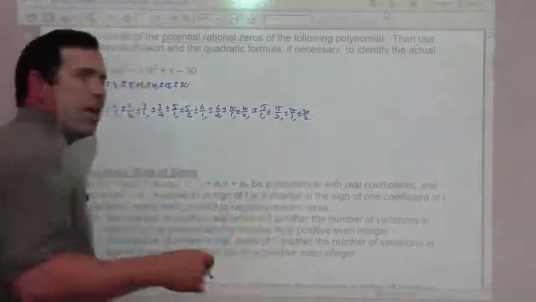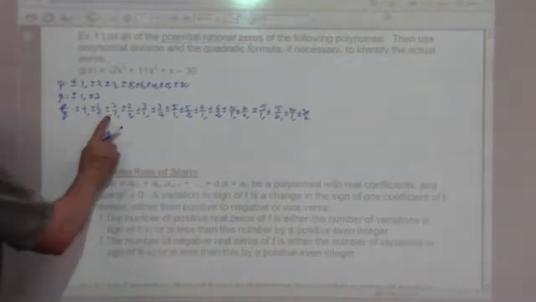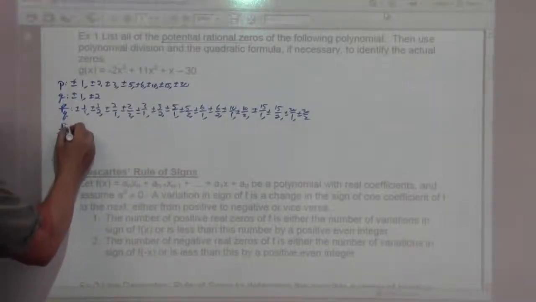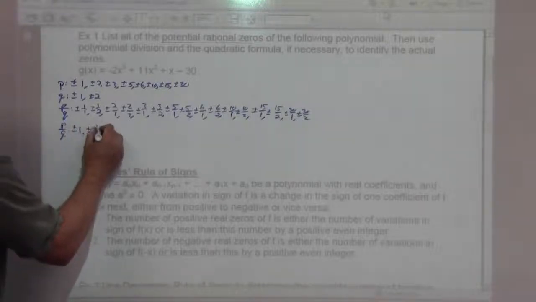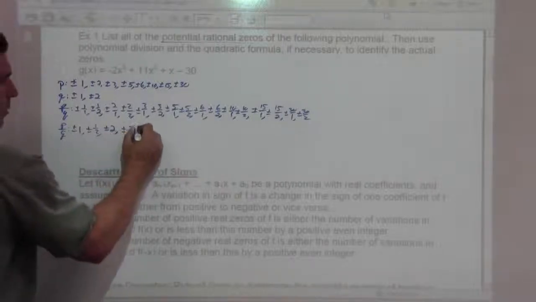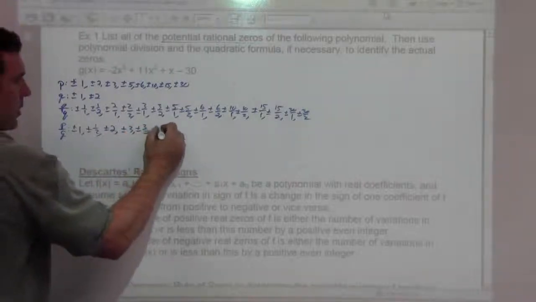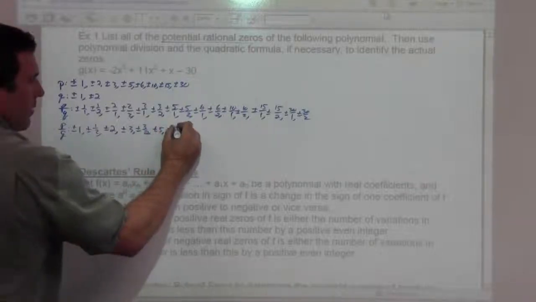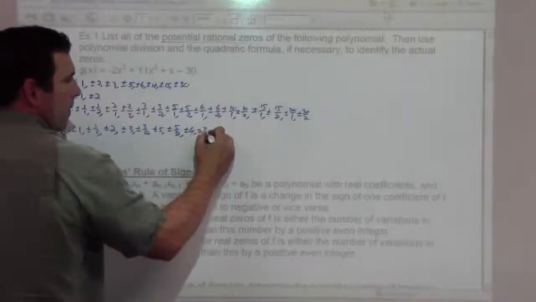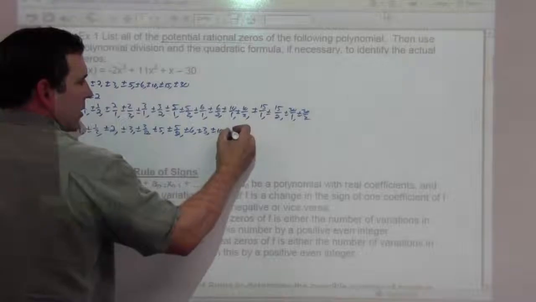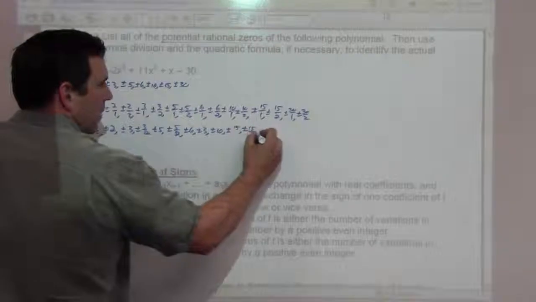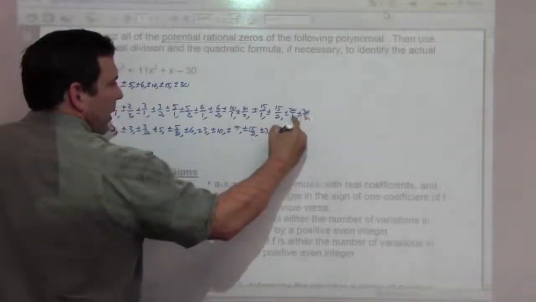Now the list looks very long, but it will get smaller because, for example, 2 over 2 is just 1. So there are some fractions we're going to see come out here. The p over q list would be plus or minus 1, plus or minus 1 half, plus or minus 2, plus or minus 3, plus or minus 3 halves, plus or minus 5, plus or minus 5 halves, plus or minus 6, 6 halves is just 3, plus or minus 10, 10 halves is just 5, plus or minus 15, plus or minus 15 halves, plus or minus 30, and 30 halves is just 15.